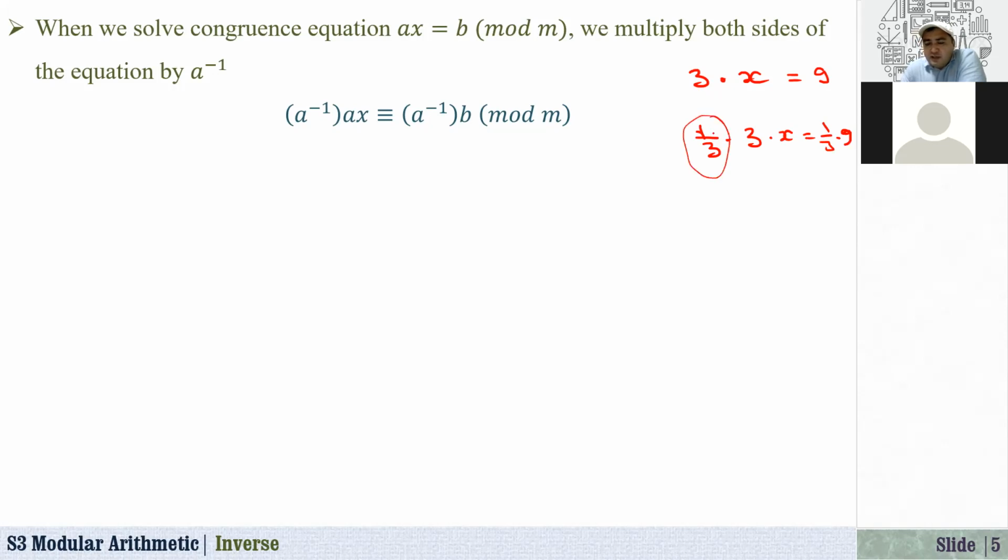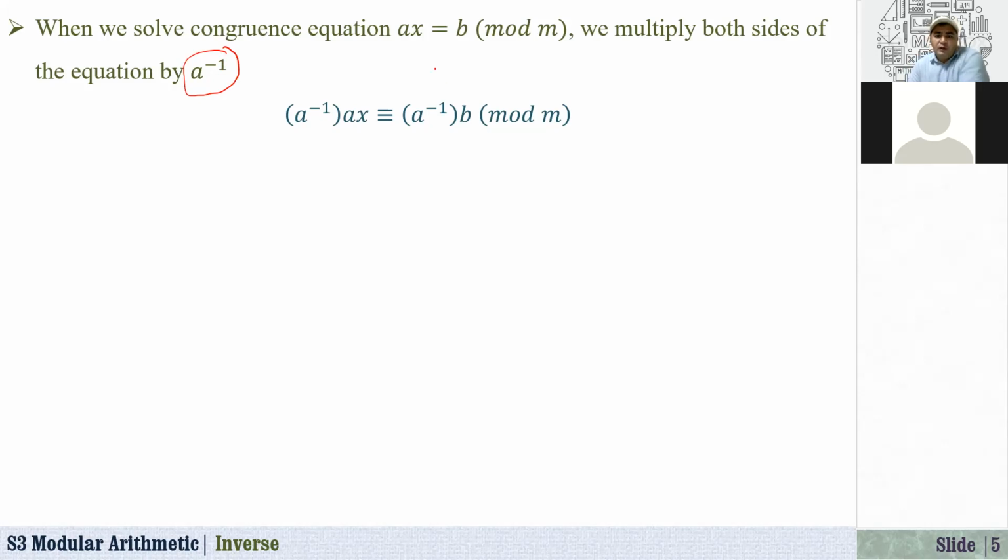Actually, what is this 1 over 3? It is the multiplicative inverse of 3, right? That's just defined as 3 to the power of -1, or 3 with index -1. But in modular arithmetic, we did not define division. That's why I'm just going to label this inverse as a to the power of -1 here.